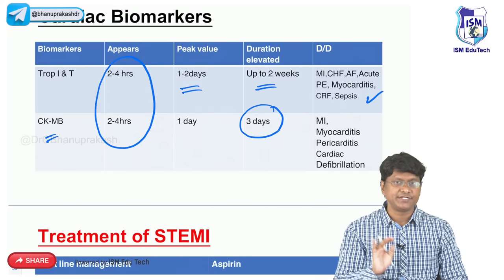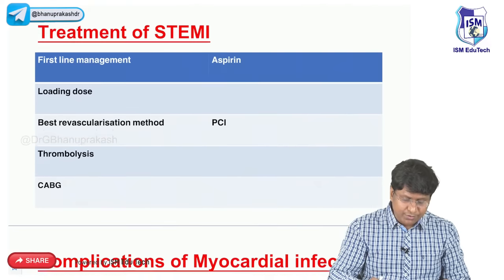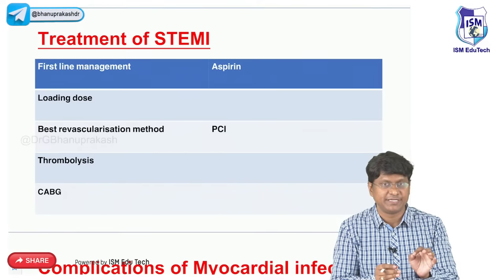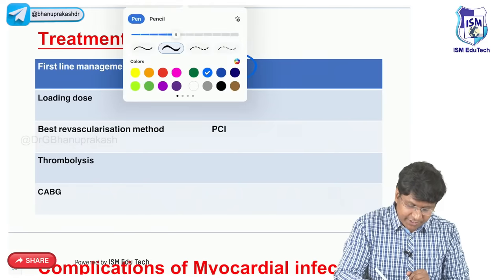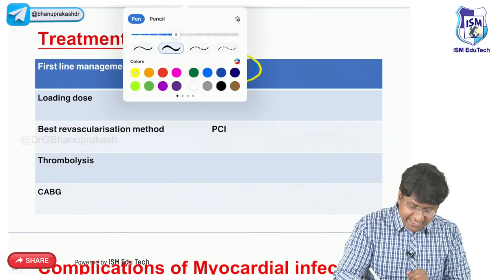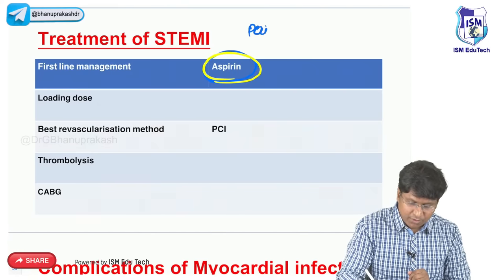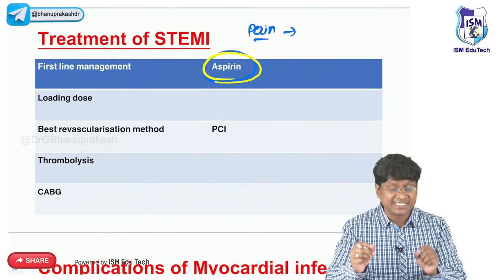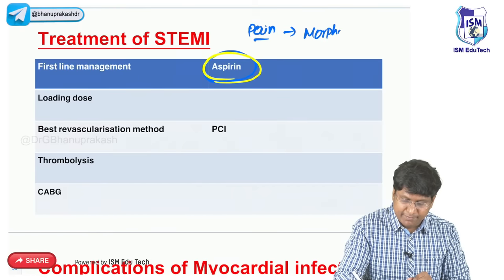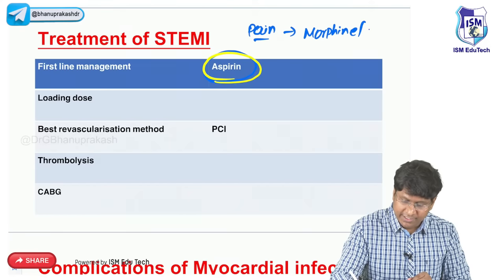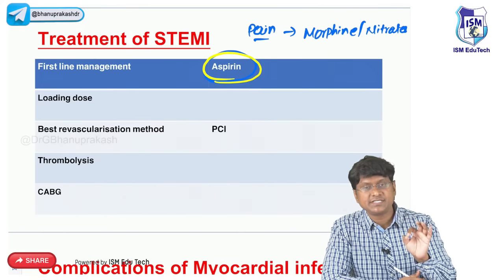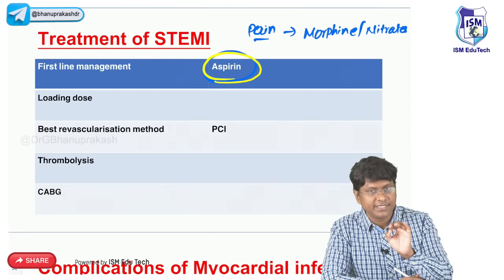So these are some of the points related to cardiac biomarkers. Now, you need to know what is the treatment. See, if the question is asked, what is the first line management? The first line management is that you need to give the aspirin. Right? You need to give the aspirin. But for pain control, you need to check the blood pressure and then you need to give the drug. So for pain control, you can give either morphine or you can give the nitrates. But if the question is asked, what is the first line antiplatelet that you can give, it is the aspirin.